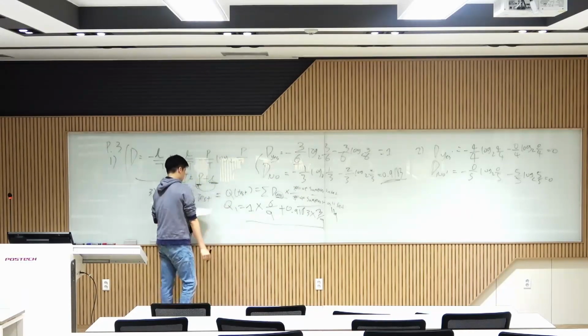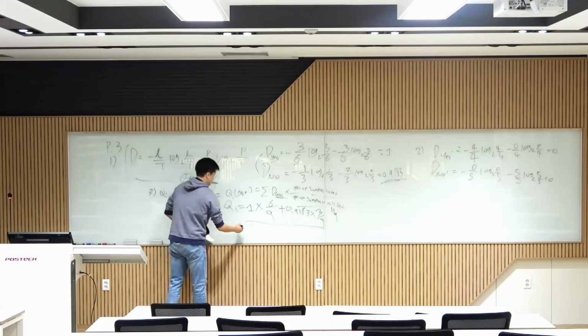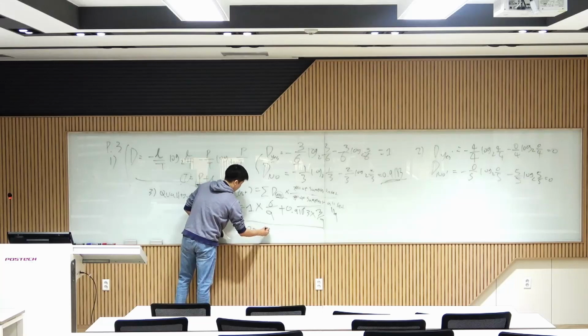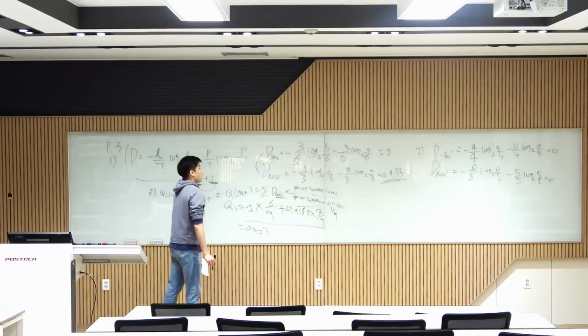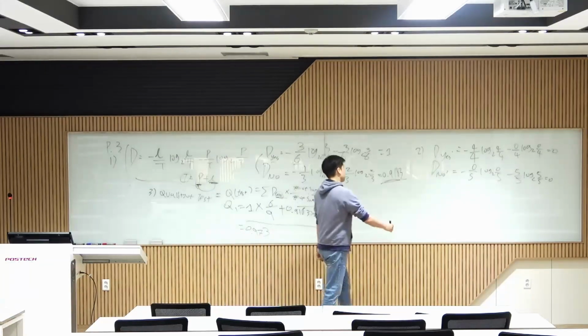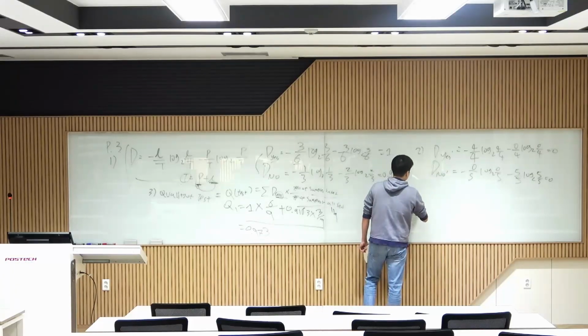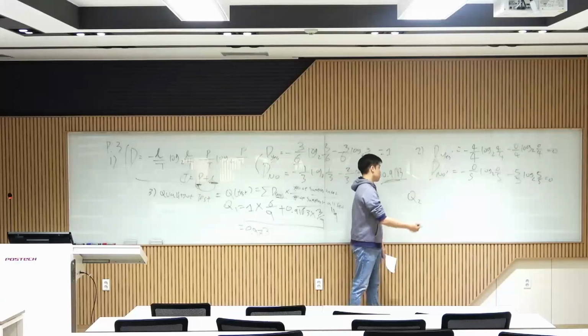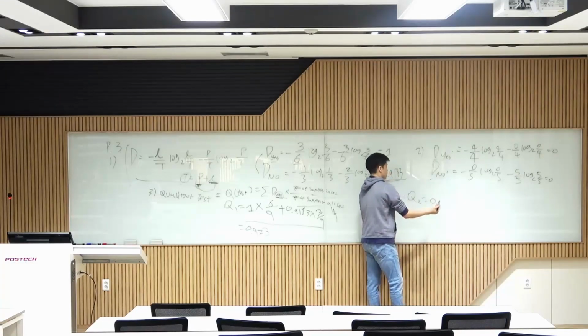So Q1, using your calculator, is equal to 0.973, okay? How about Q2? Q2 is quite simple, right? Because all the D terms, the disorder terms, are 0, so the quality of test will be just 0.